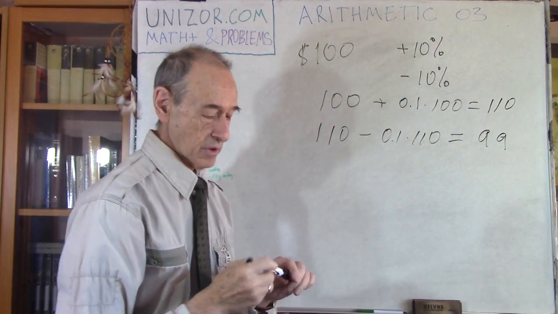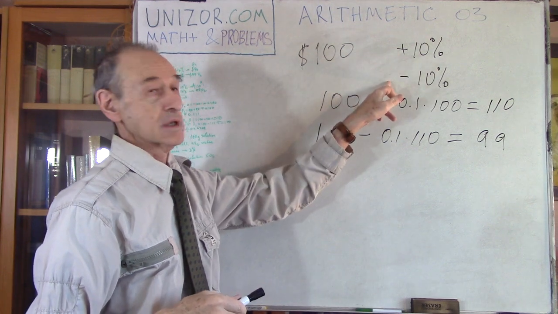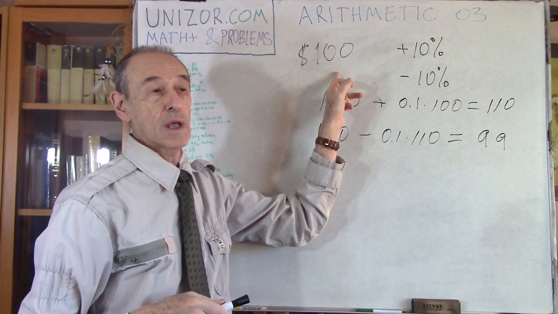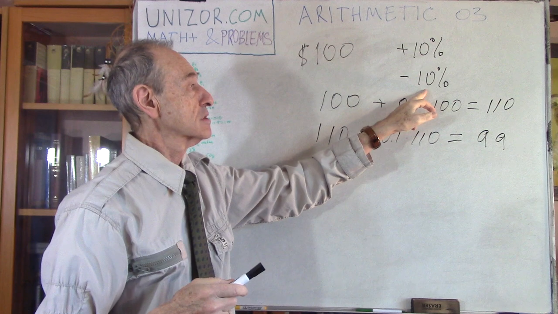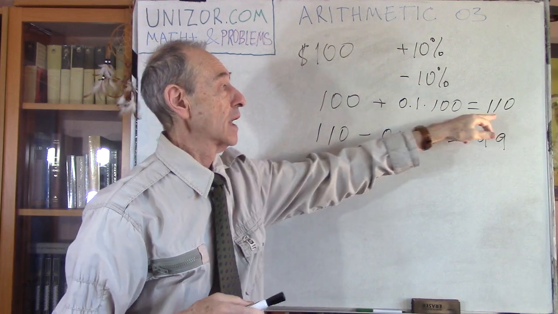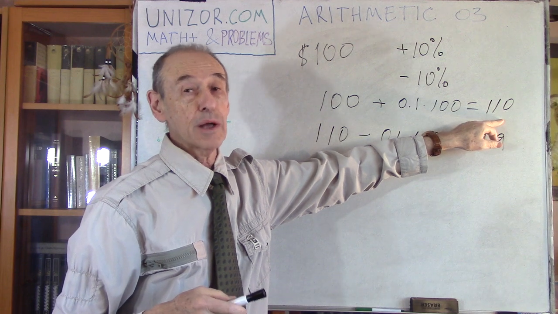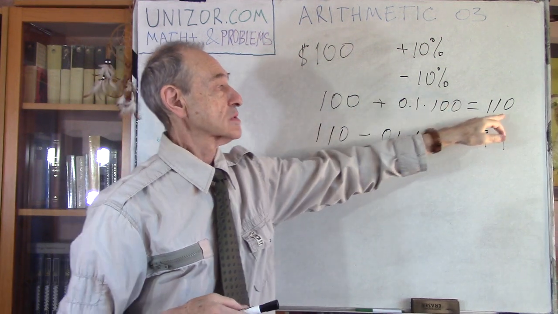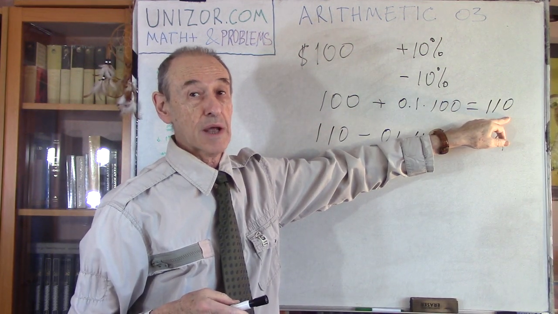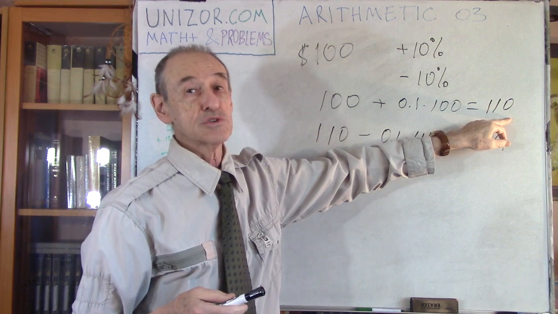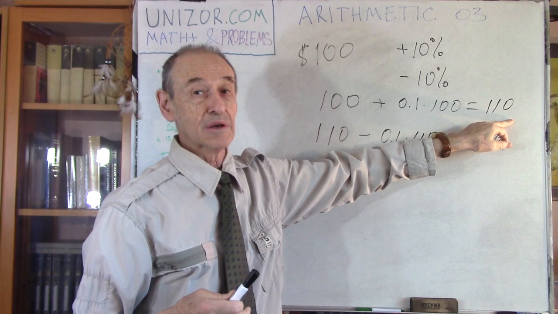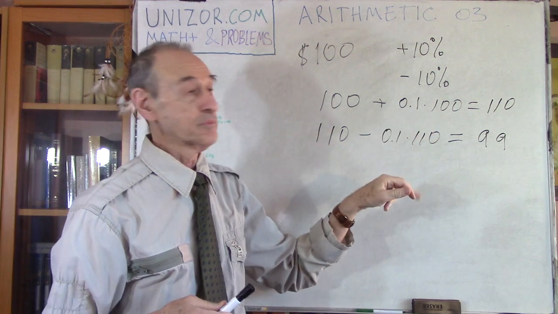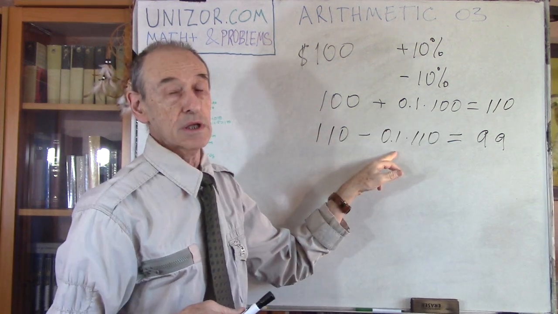So as you see, after increasing by 10% and decreasing by 10%, we actually lost $1 relative to the original price. Why? Because the same percentage after the increase is applied to a bigger amount. So this 10% was applied against 100. This 10% was applied after we had increased the price to 110. The same percentage multiplied by a bigger amount will give you a bigger result. So we are subtracting a bigger amount than we are adding. We are adding $10 and subtracting $11.